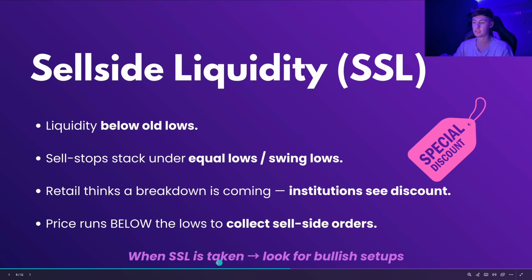Whenever sell side liquidity is taken, we simply look for bullish setups. We look for a bullish market structure shift with a fair value gap. We look for an inversion fair value gap. Literally whatever your buy model is, only after the sell side liquidity has been taken.